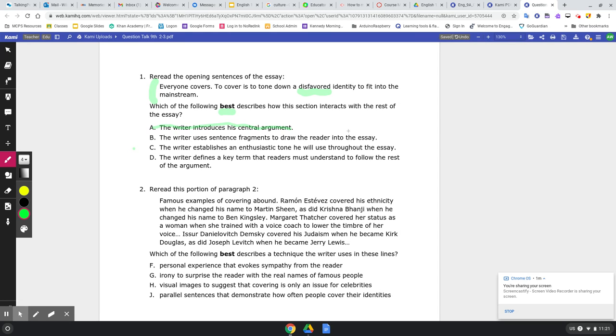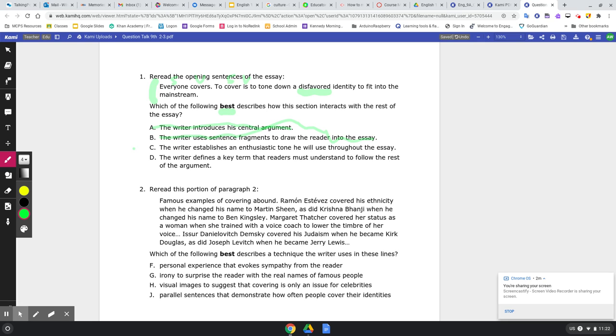The writer uses sentence fragments to draw the reader into the essay. Well, a sentence fragment means it doesn't have a subject and a verb. Everyone, this is the subject, covers, that's a verb. So it has a subject and a verb. So that's a complete sentence. To cover, here's the subject, is, so in this example, it's two sentences, not sentence fragments. So it can't be B. Oops, it's a little hard to draw on this.